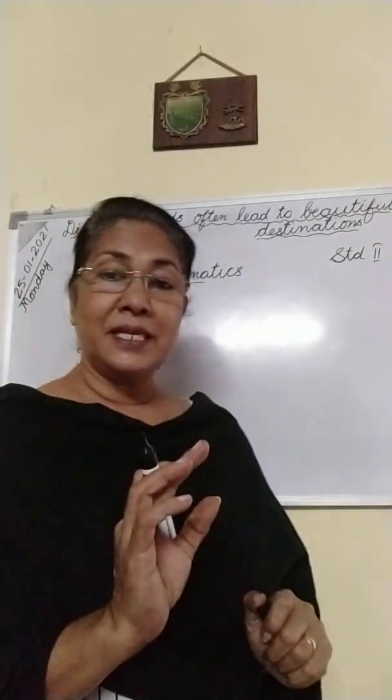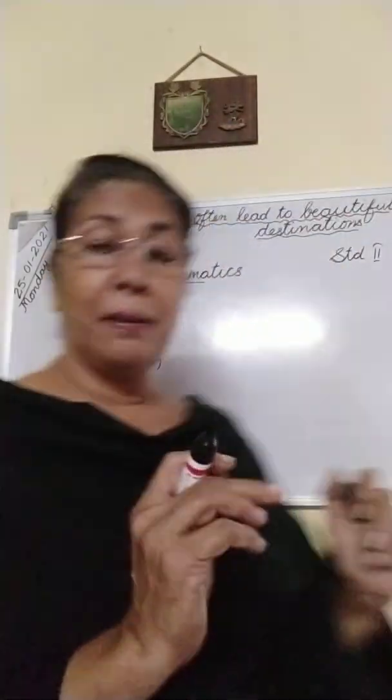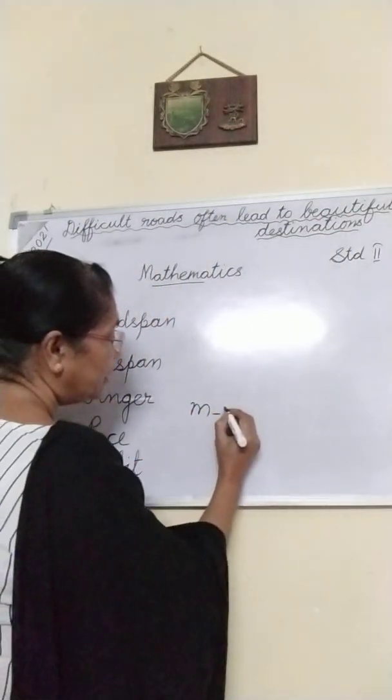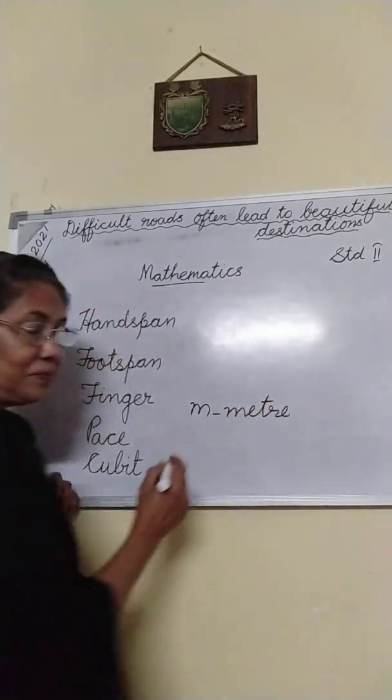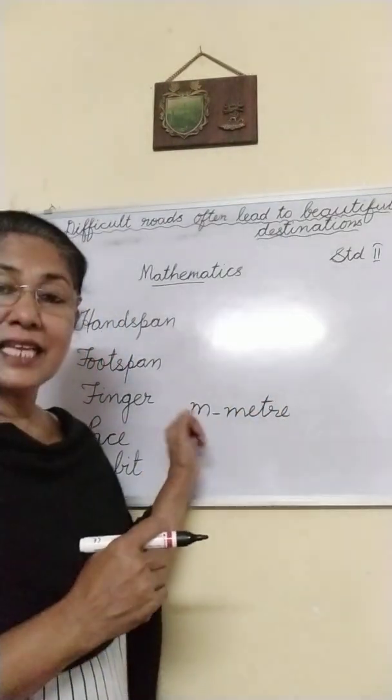Short form of meter is M. How do you spell meter? M-E-T-R-E. What is M? Meter. M-E-T-R-E is meter. The short form of meter is M.